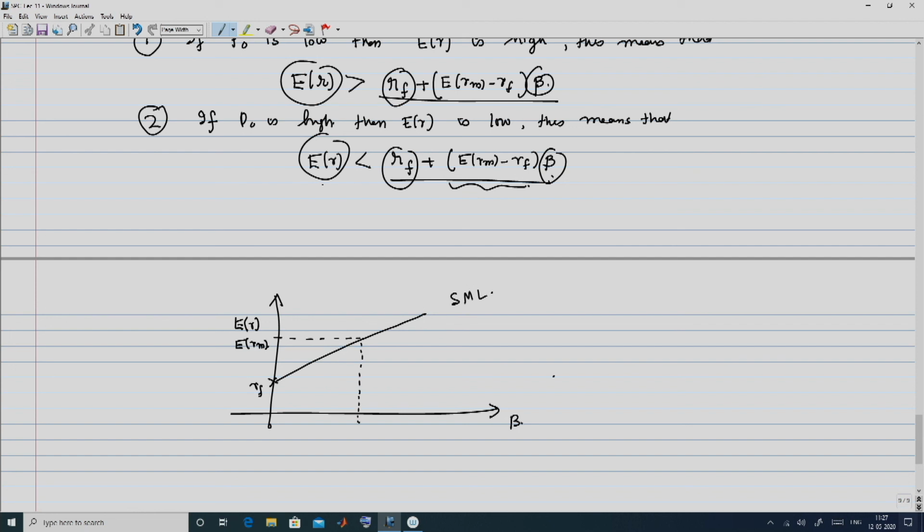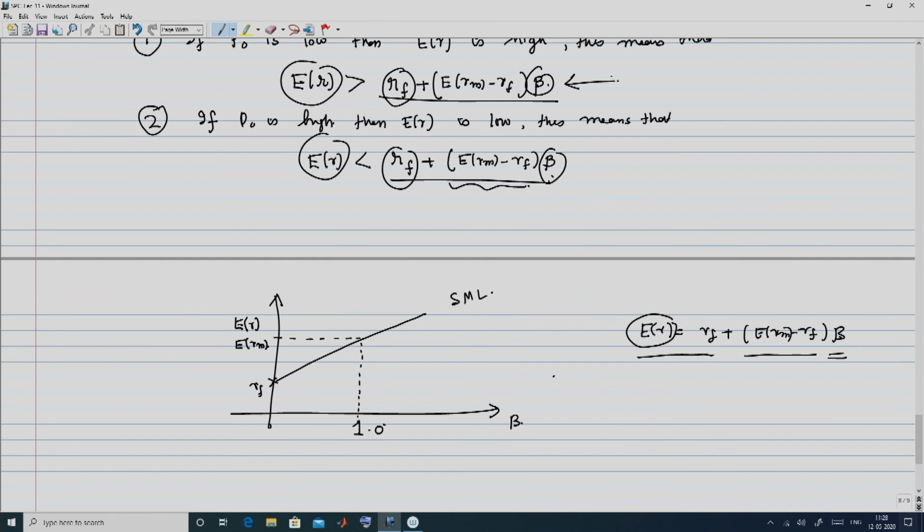So, that means that in the relation E of r is equal to Rf plus (E of Rm minus Rf) into beta, when the expected return is E of Rm, this becomes E of Rm. So, E of Rm minus Rf will be equal to (E of Rm minus Rf) into beta. So, this means that beta is going to be equal to 1. Okay, so that is a side issue. Now, coming back to the SML.